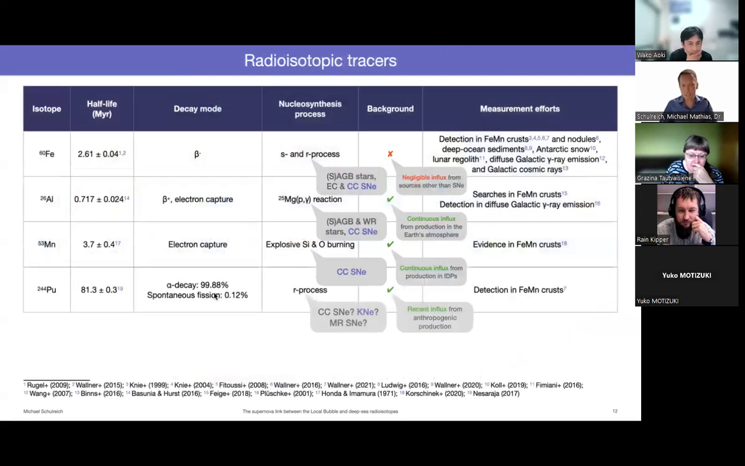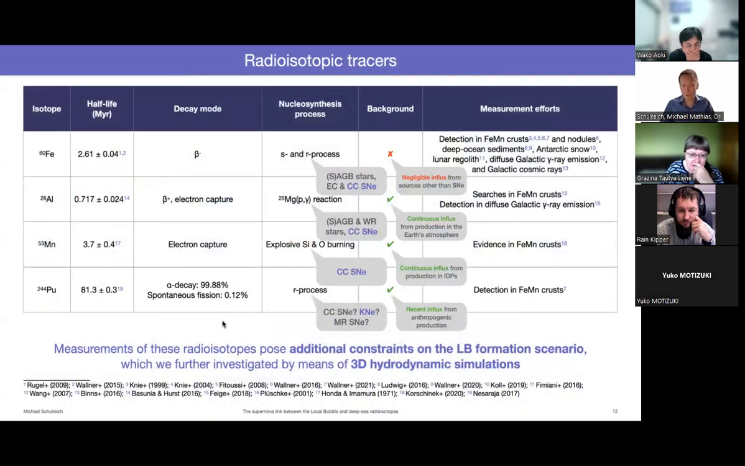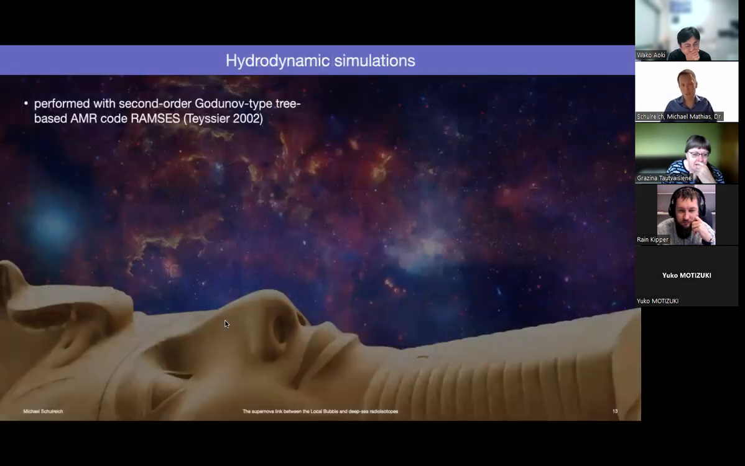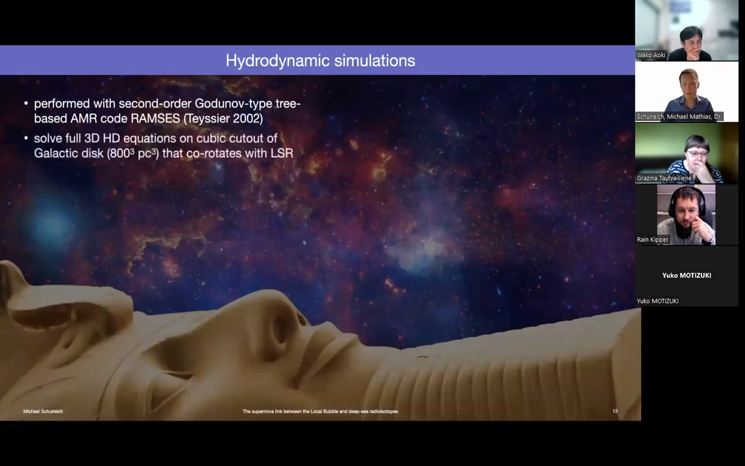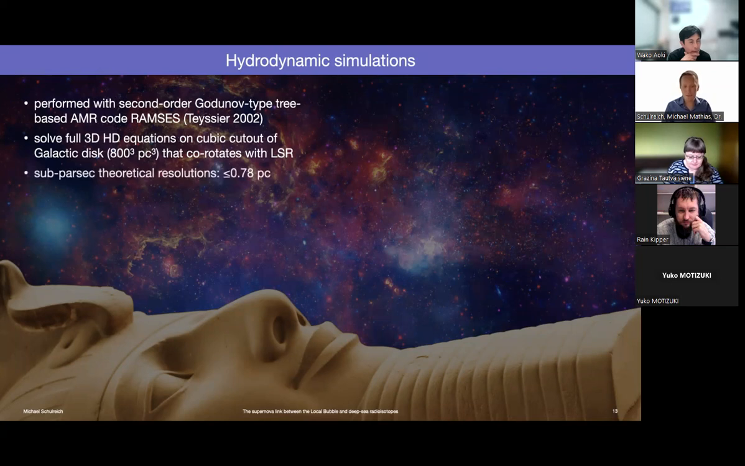And all these measurements now pose additional constraints for our local bubble formation scenario, which we further investigated by means of 3D hydrodynamic simulations. And for these simulations, we used the publicly available adaptive mesh refinement code RAMSES. The computational box is a cubic cutout of the galactic disk in the solar neighborhood with a side length of 800 parsecs that co-rotates with the local standard of rest. And on this domain, we achieve sub-parsec resolutions.